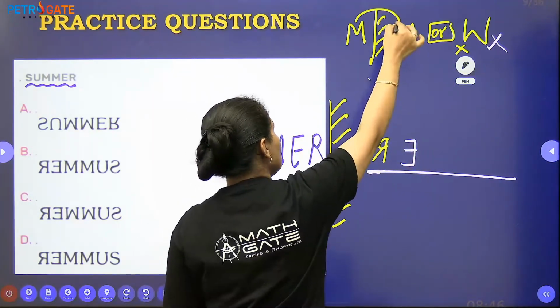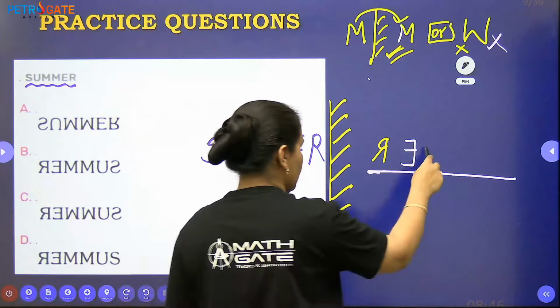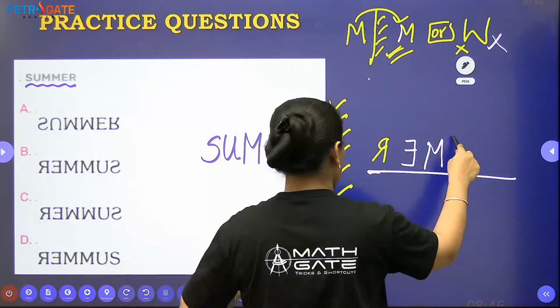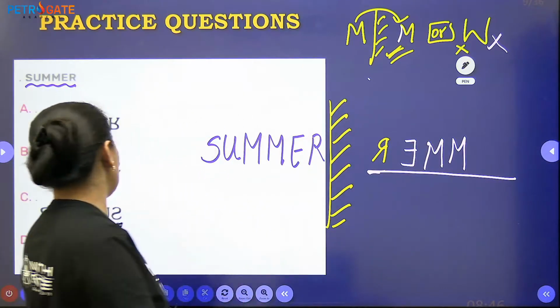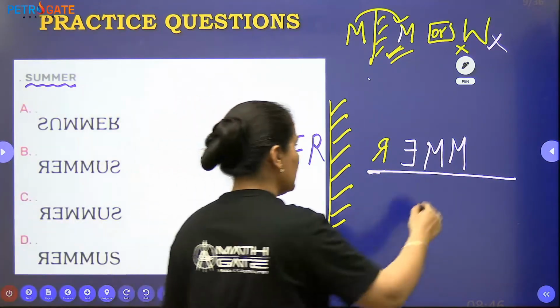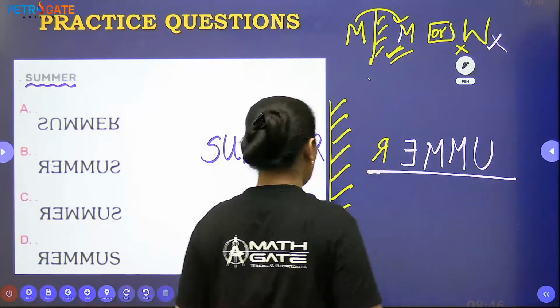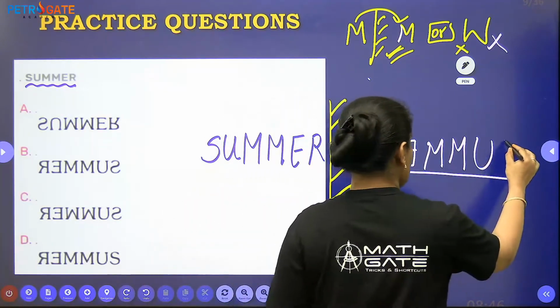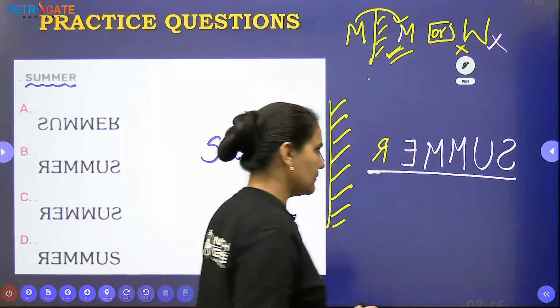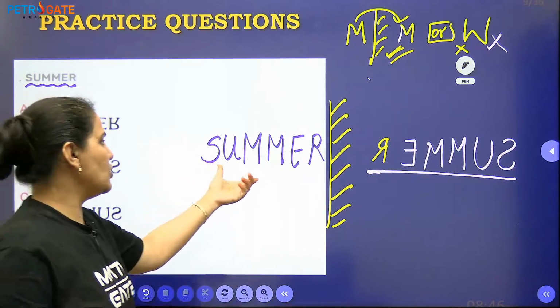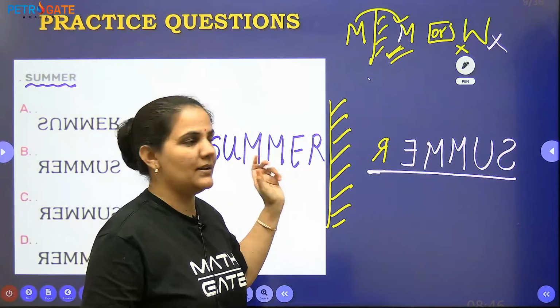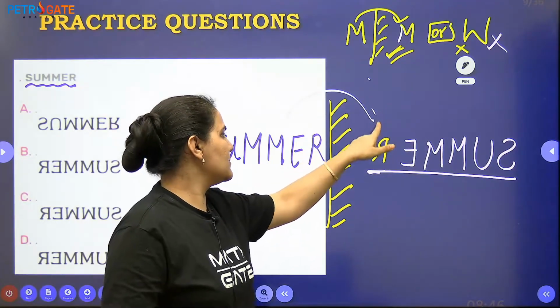So the mirror image will be this. M will remain M, and the next M will also remain M. When we go for U, U will be U only. And when we go with the S, this S will become like this. So you can see the mirror image of SUMMER will be this, my dear students.